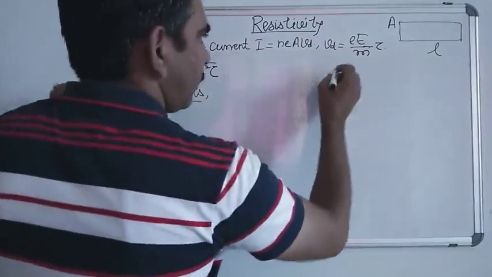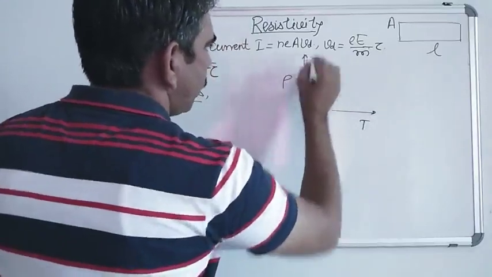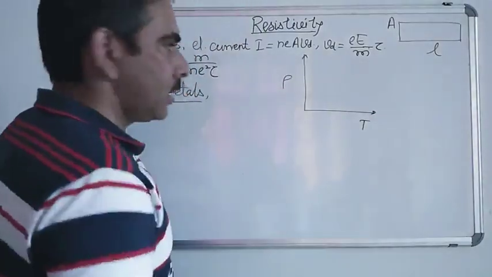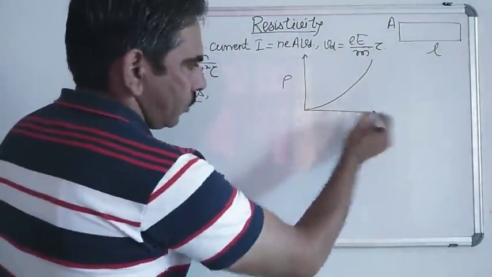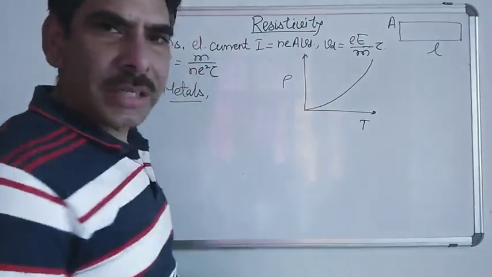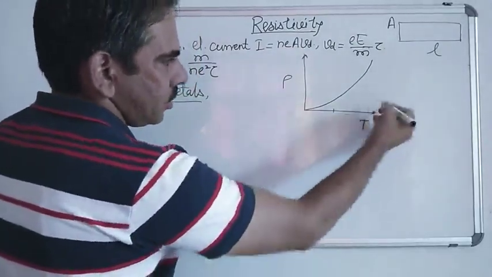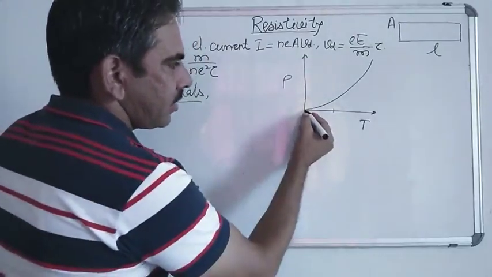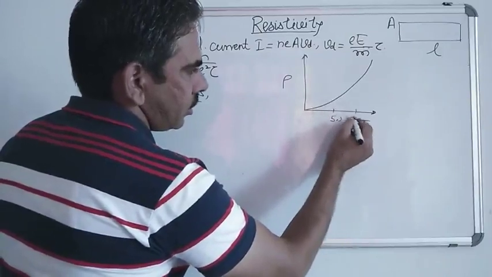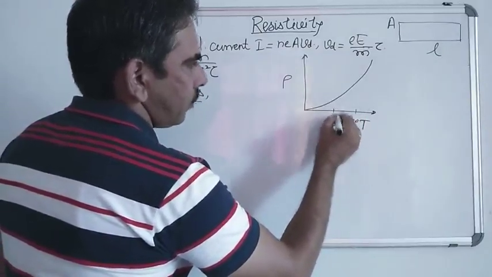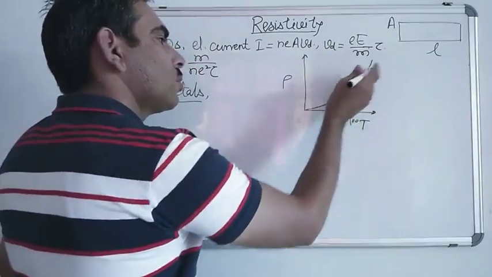If we plot the graph between temperature and the resistivity for metallic conductors, for metals, we see that the graph takes this form. For a short range of temperature near about room temperature, the resistivity is initially more or less constant, but after a certain temperature it just increases sharply.